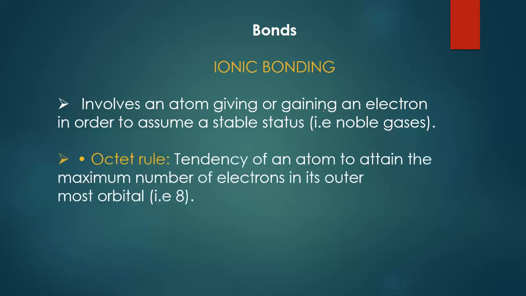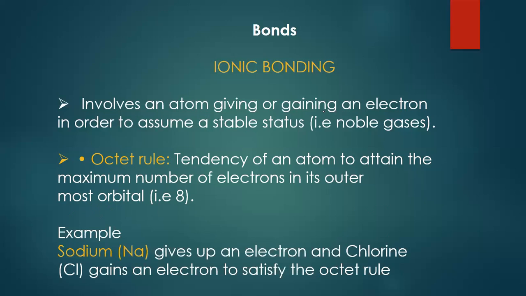Right. So this is known as the octet rule, the tendency of an atom to attain the maximum number of electrons in its outermost orbital. I think I explained this before we came to this page. Yeah, so the octet rule just talks about the atom having 8 electrons in its outermost shell as a way of it being stable.